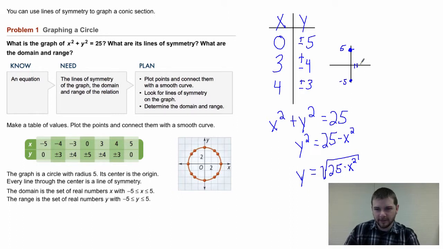So if we go out 1, 2, 3 units and up 4 units, and also down 4 units. And then we do 4 and plus or minus 3. 1, 2, 3, 4, and plus or minus 3. Beginning to think, well, it's just not looking quite circular. I think we get the idea though.